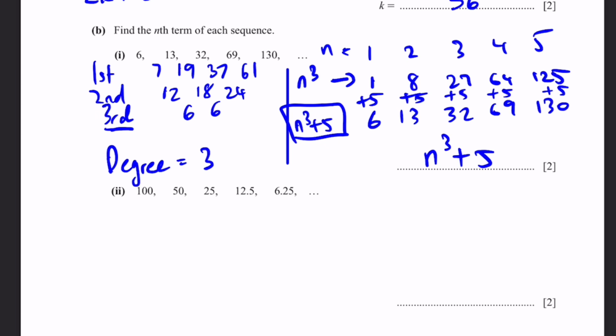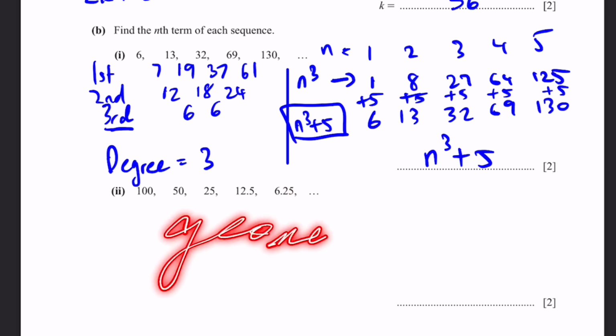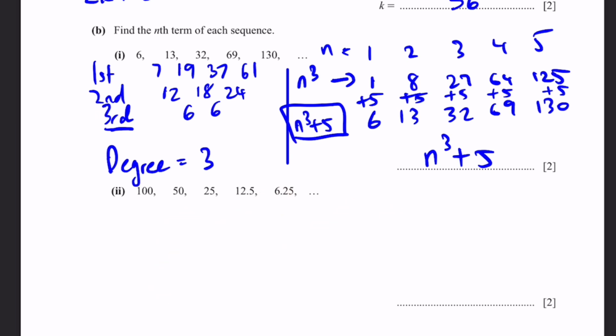We can't take differences here because we can realize that we are dividing by 2 each time, right? Each time we go from one term to the next. So this is a geometric sequence, right? And we cannot use the same method we did in part 1.